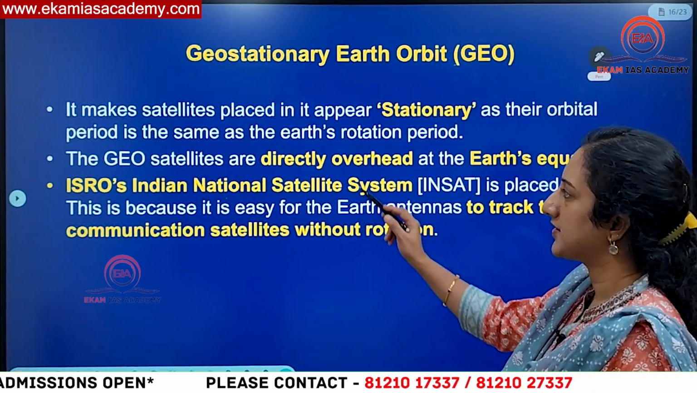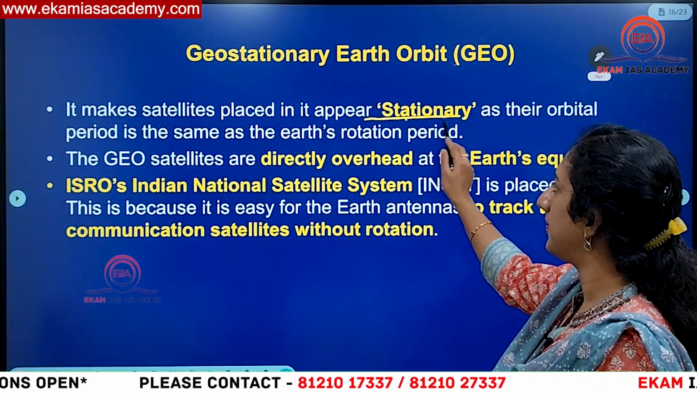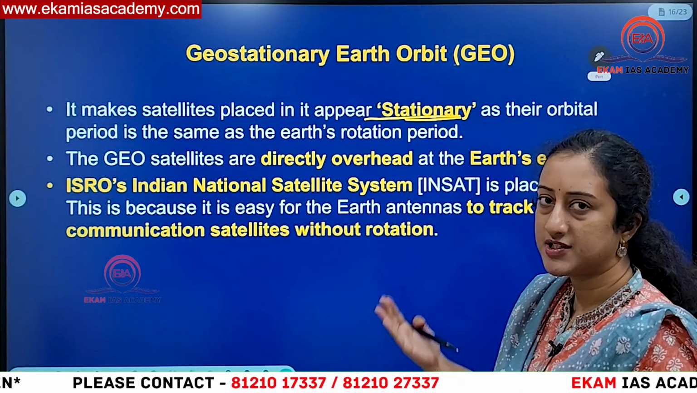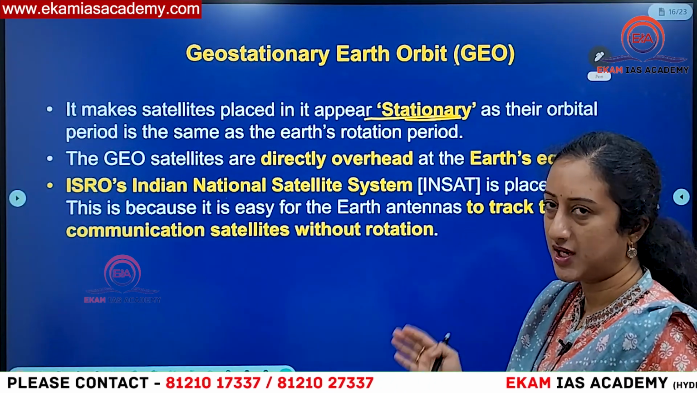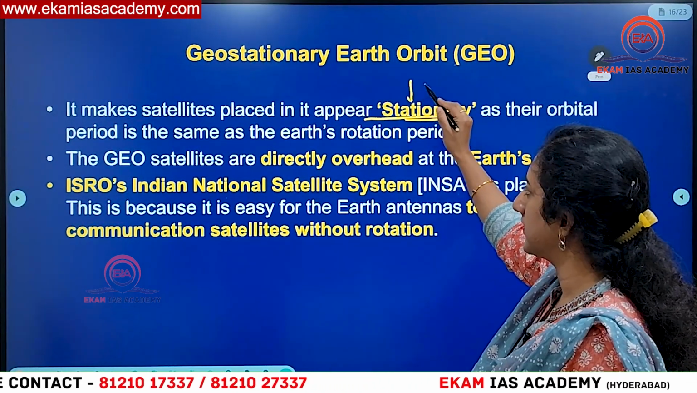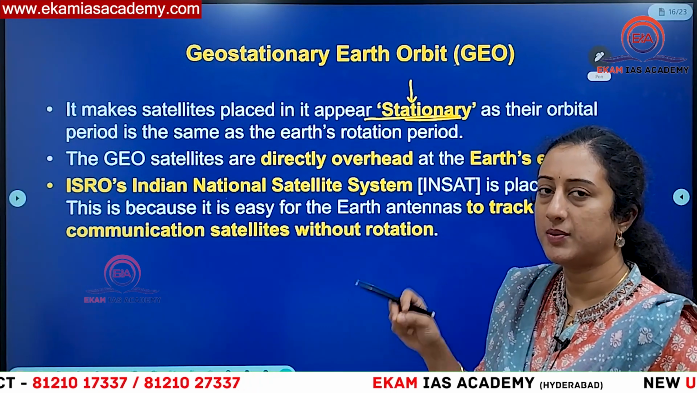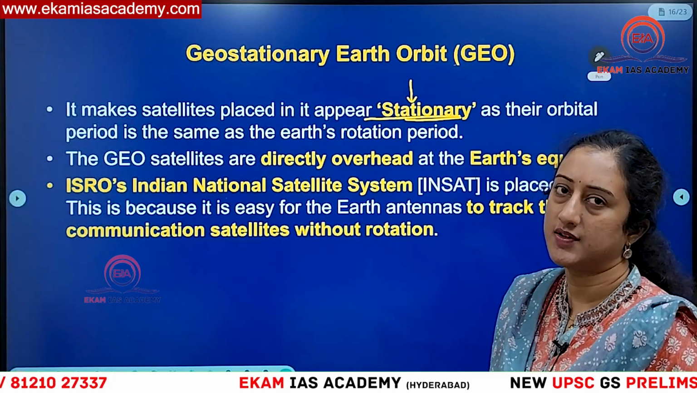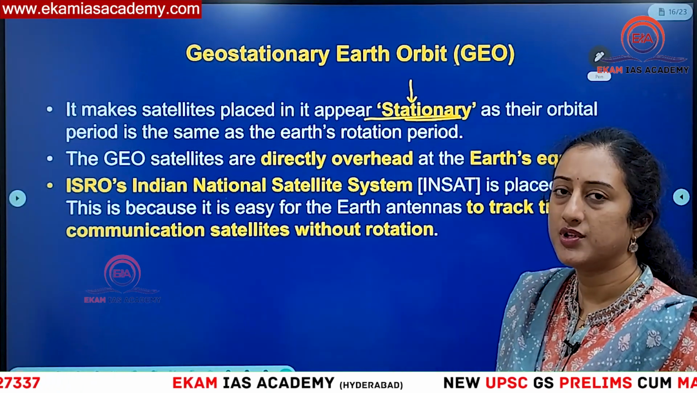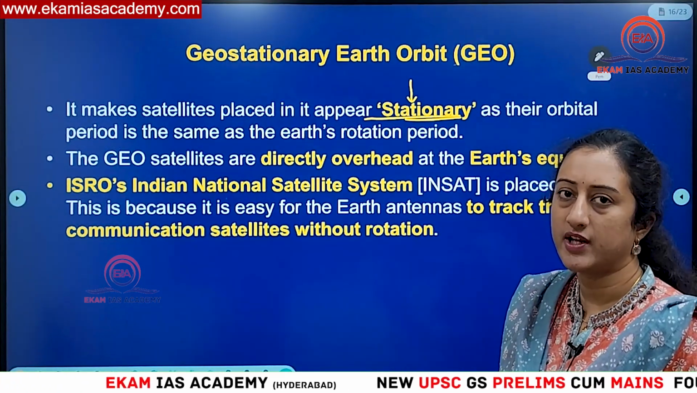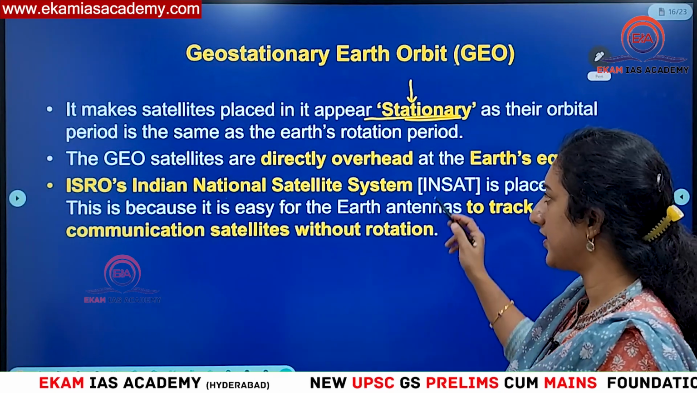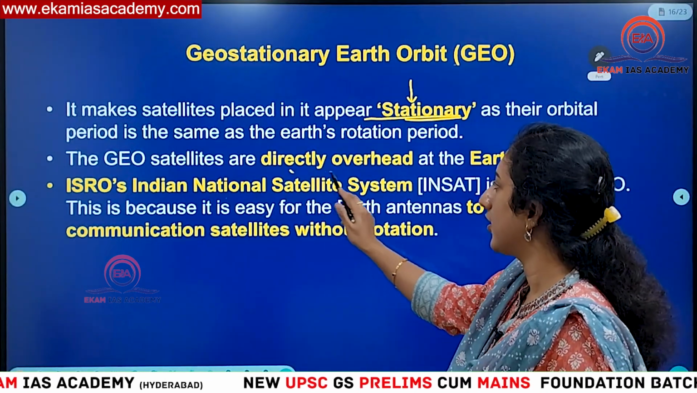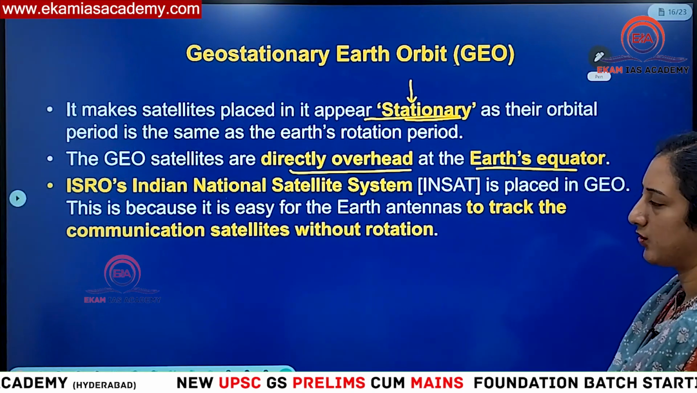We have seen, the satellites which are placed here will appear stationary, because they travel at the same speed as the Earth, and in the same direction. That is why, if you see from a point there, the satellite also appears stationary, but it is also revolving around the Earth at the same speed. That is why it appears to be stationary. They are also directly overhead above the Earth's equator, as I told you.